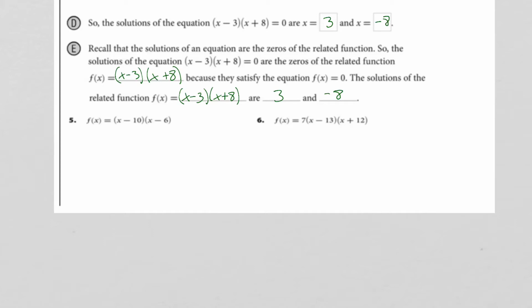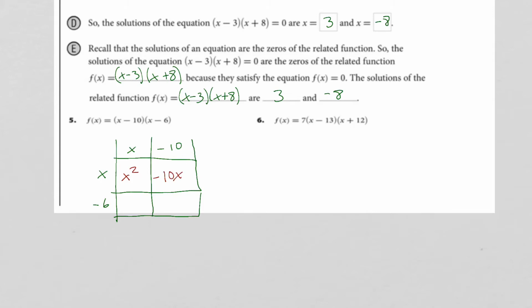So now let's do some examples here. If we multiply this out, I'm going to do the grid method again, just because it happens to be my favorite way to multiply polynomials. I know it's several students' favorite way. I just make a bunch of boxes, and then I put what I have on the sides, and on the inside goes the multiplication. X squared, which is x times x, minus 10 times x, minus 10x, minus 6 times x, minus 6x, minus 6 times a minus 10, plus 60. So these will combine.